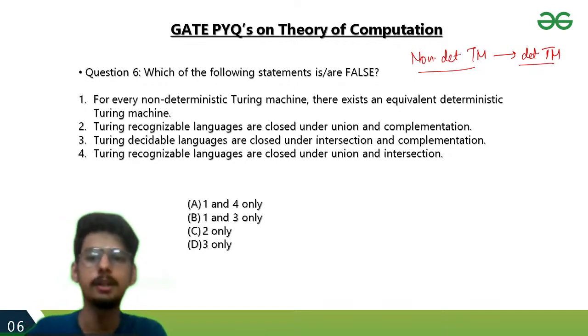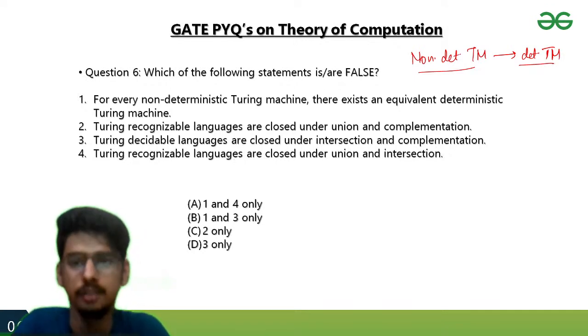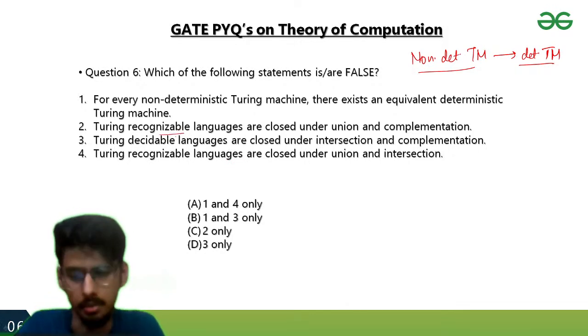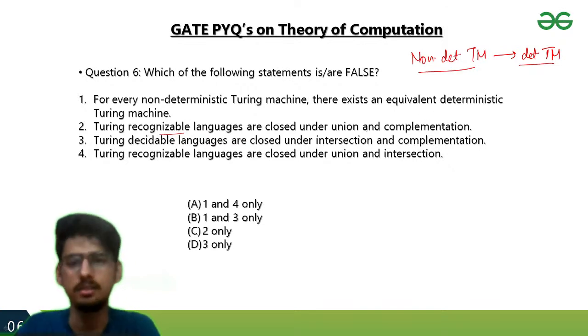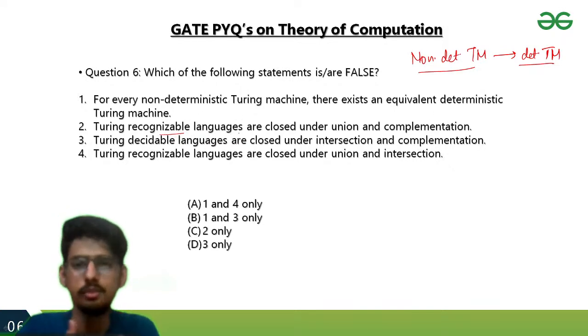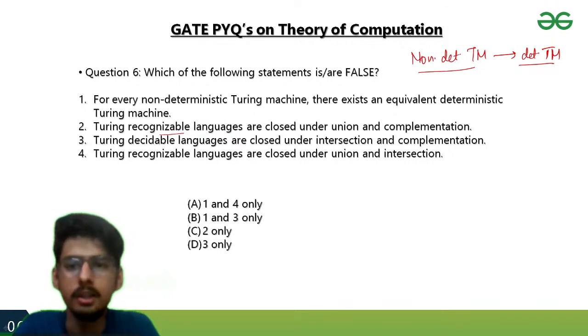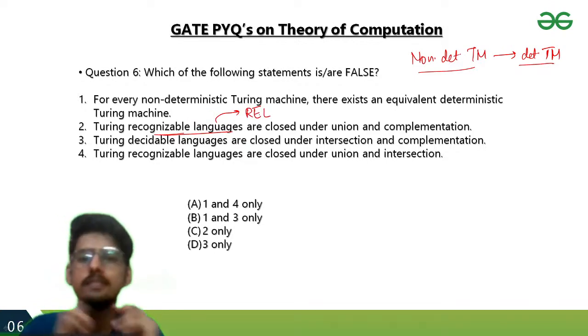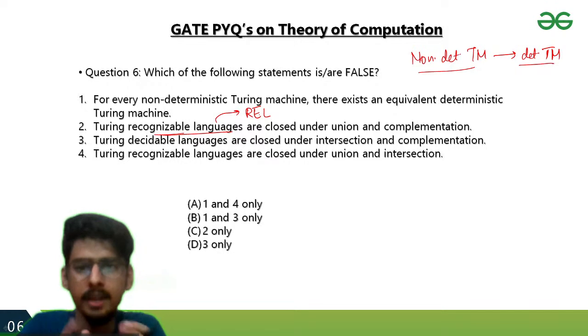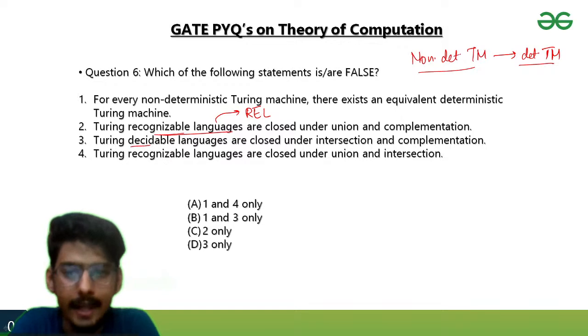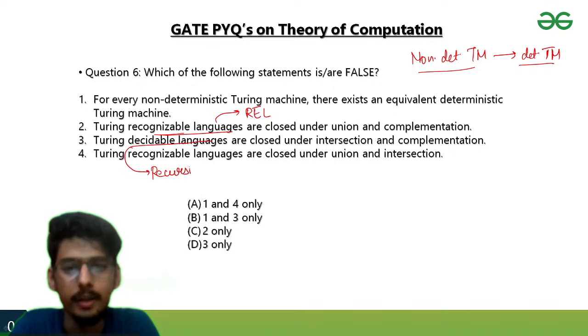Now what are Turing recognizable languages? Turing recognizable languages means a language which can be recognized by a Turing machine. You can remember this thing, that Turing recognizable languages are recursively enumerable languages. Anywhere you see the word Turing recognizable, you can definitely say that it is a recursively enumerable language. And Turing decidable languages are recursive languages. Why do I call them recursive? There is a logic behind it.